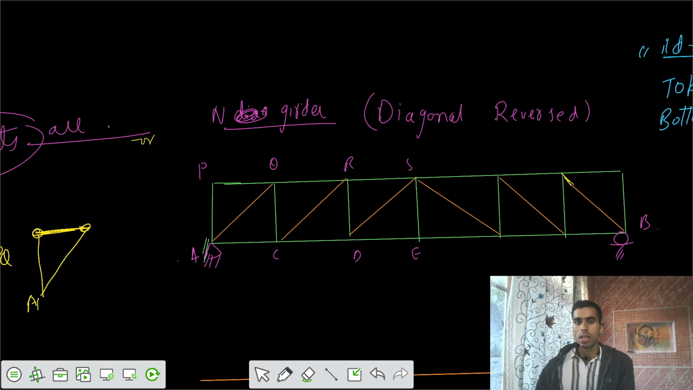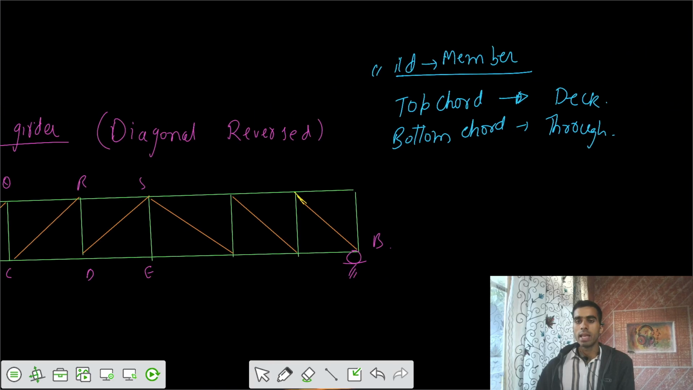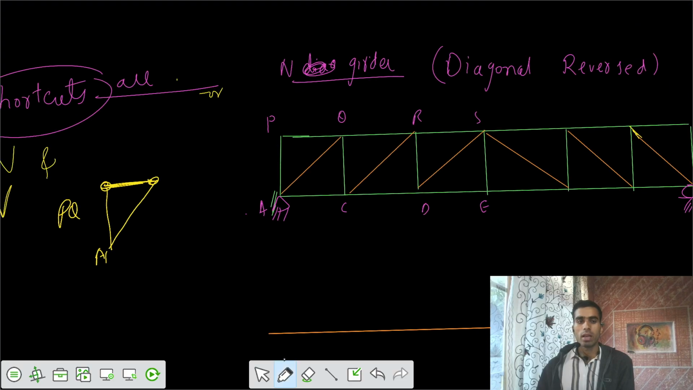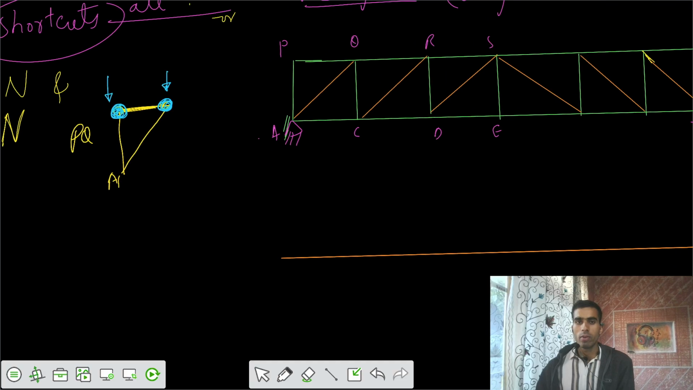So for the first case, the member PQ is a top chord member, so we have to take loading as deck type. That means we need to see the two critical joints we have. One of the critical locations is here and one is here, so we have two different P coordinates. Now we are going to see what values we have at these two critical locations.